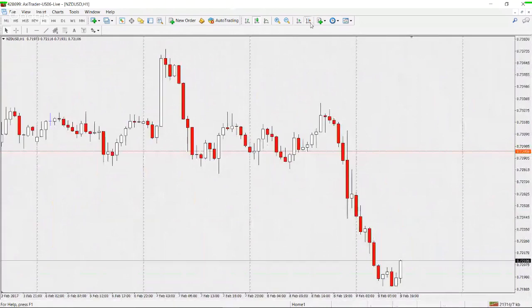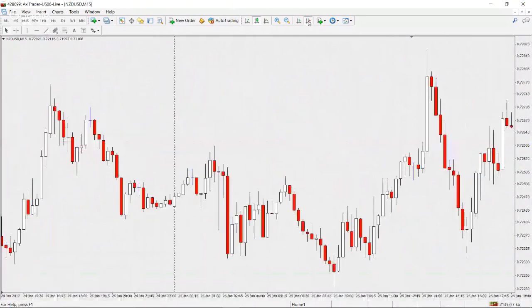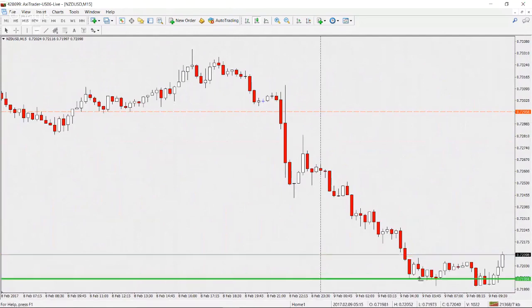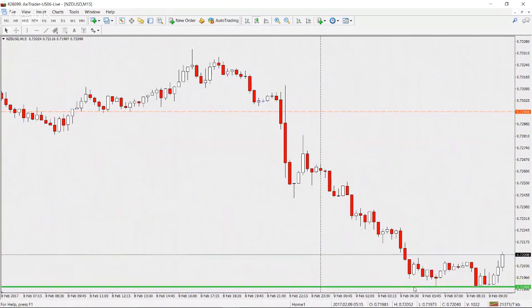Let's see if we can find here. Let's go find something. Okay, let me ask you guys this. This is the 15-minute New Zealand chart right now. Is this offering us a whammy, a moolah bottom? Is this a moolah bottom? I'm going to ask you guys. What do you think?